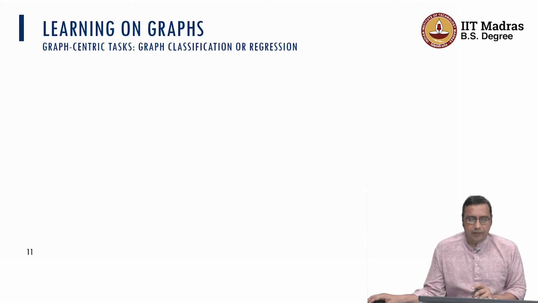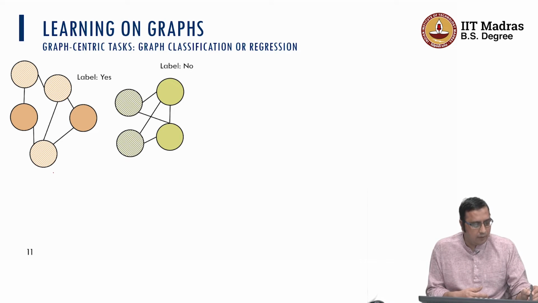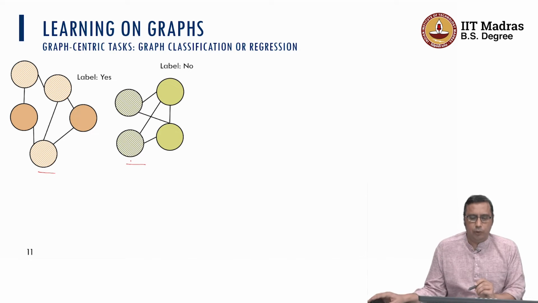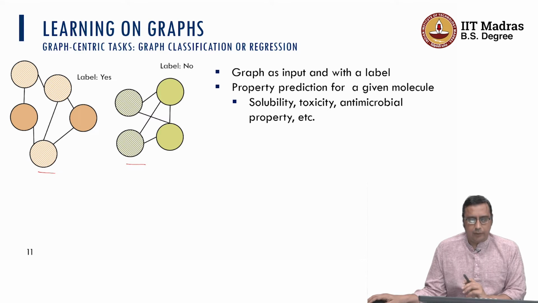Graph classification and regression is one of the main ideas. As I mentioned earlier, in a graph-centric task, I have a set of graphs with labels. Here I have given two examples. I have one graph with the label yes, another graph with the label no. Here we are using a graph as an input with a label. And the question we are asking is, can I predict the label for a new graph?